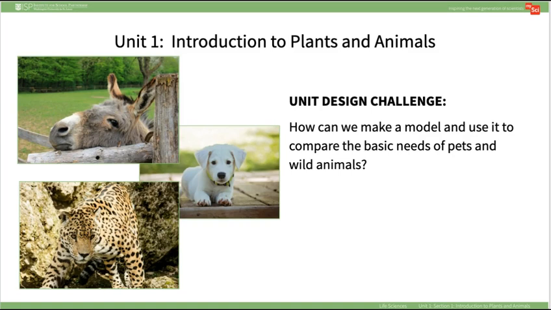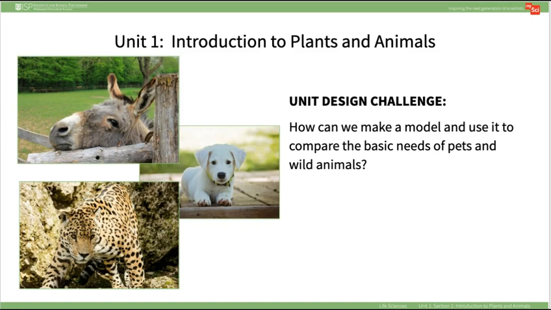Throughout the unit, students will focus on the design challenge. How can we make a model and use it to compare the basic needs of pets and wild animals? Ask students what they think they may need to know in order to answer that question. Take any questions they have about the design challenge. It may be helpful to write down their ideas and questions on chart paper to revisit over the course of the unit.